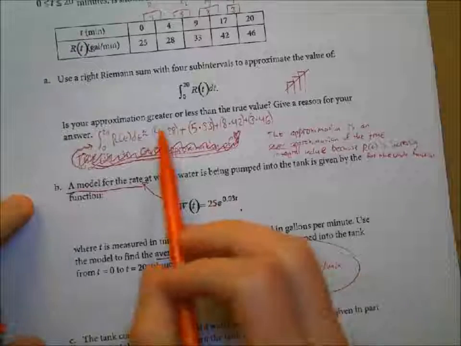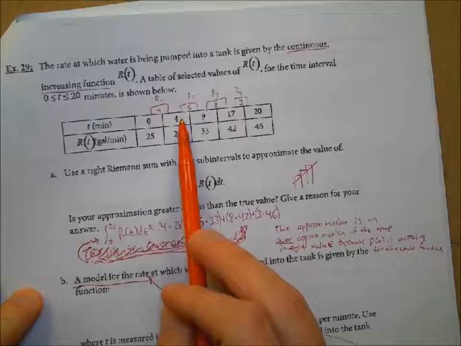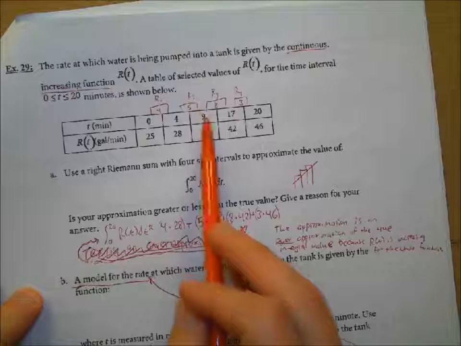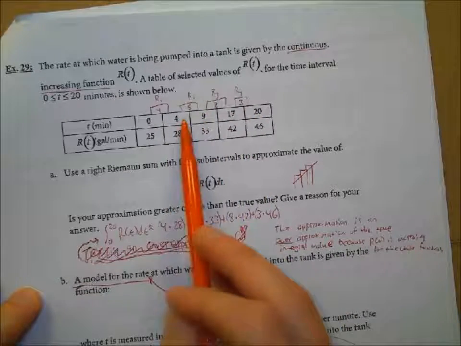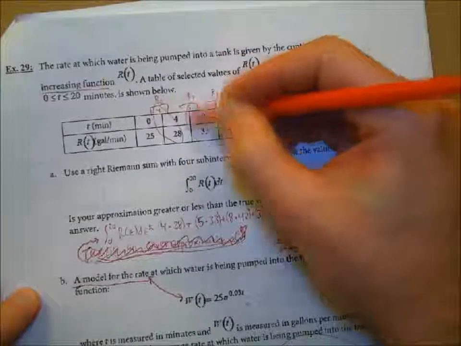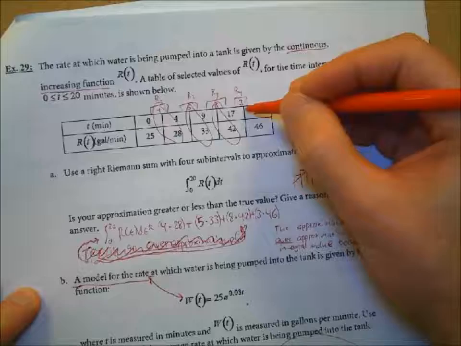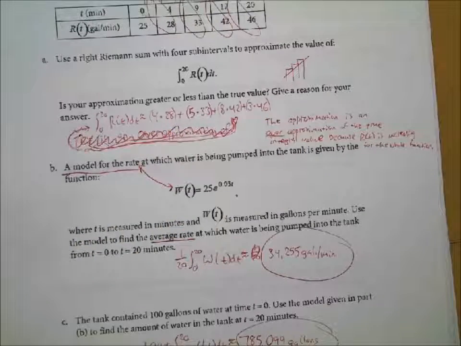Okay. We have to be careful, right? Make sure you're careful with these intervals. The first interval has a width of 4. The next one has a width of 5, and then 8, and then 3, okay? But you're always using that right endpoint. So 4 times 28, 5 times 33, 8 times 42, 3 times the 46 there. Okay, like that.